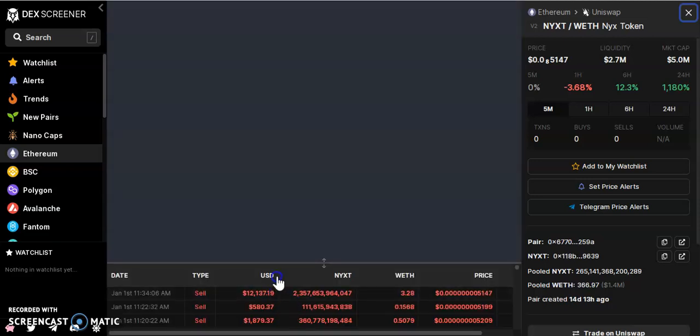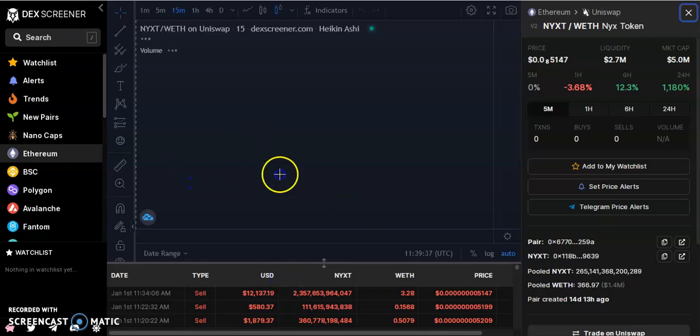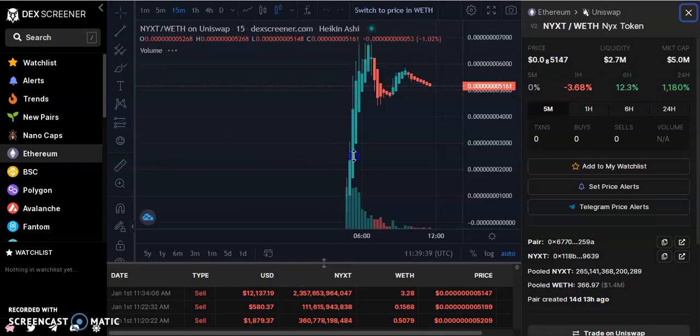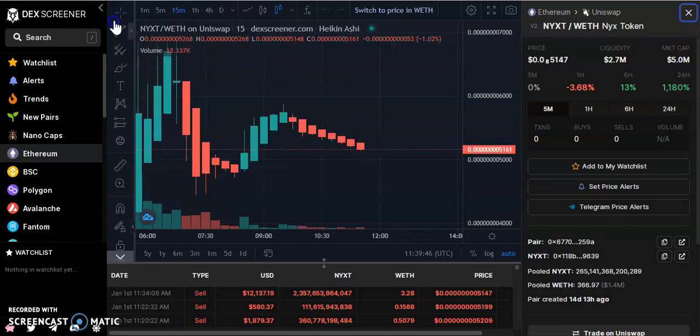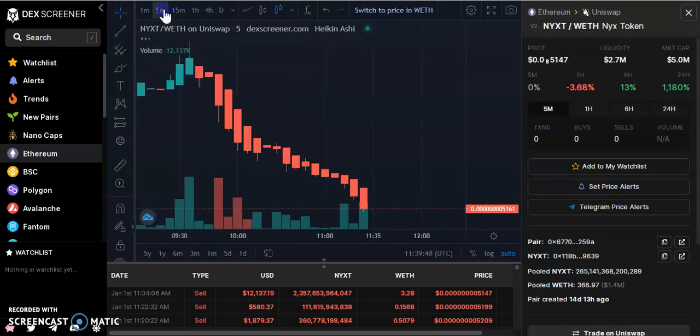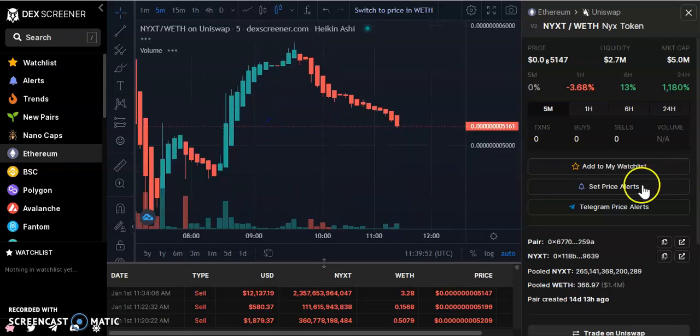People are taking profits. Obviously, it's normal, but overall, it's pumping. So this one seems to be a fairly new token. Okay, so yeah, people are taking profits, and then it feels like the price will bounce back up.